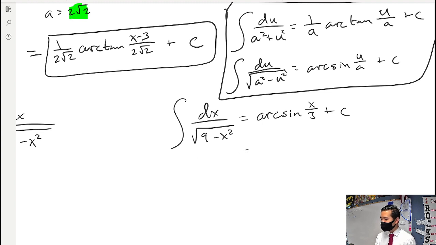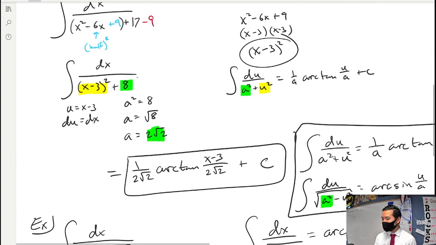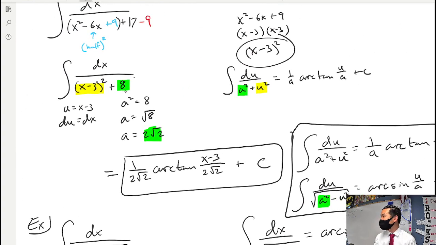Okay, I got you. So a squared is equal to 9, and then u squared is x squared. See that? So that means that a is equal to 3. Does that make sense? And that's what we did over here. If you notice, a squared in this case was 8, so a is equal to the square root of 8. That make sense? Okay.